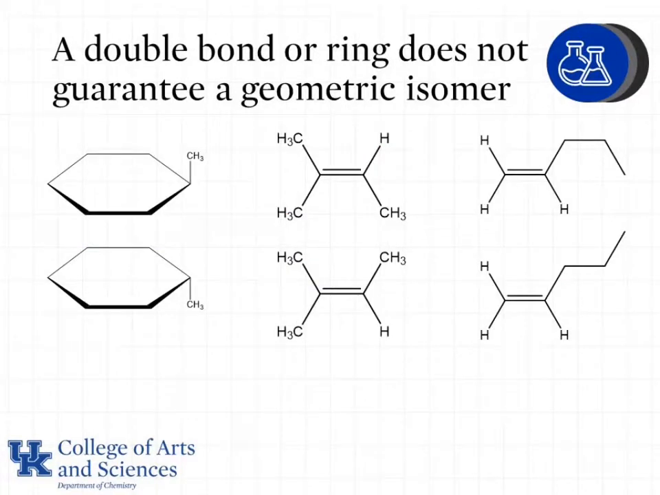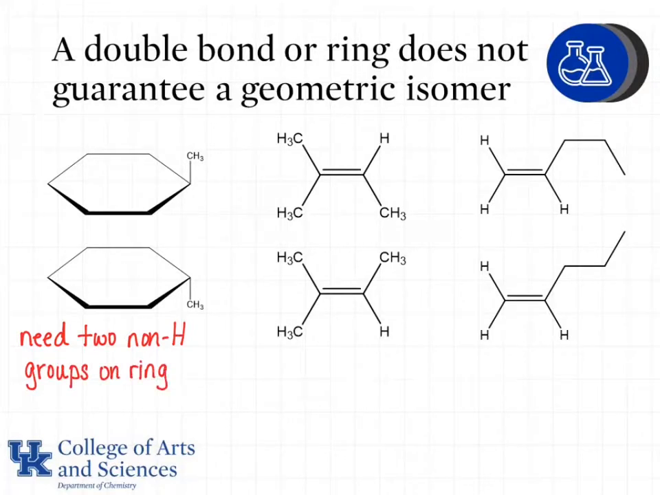Let's look at some examples where a double bond or ring does not guarantee a geometric isomer. In the pair of molecules on the left, we see one non-hydrogen group attached to the ring. Because we don't have anything to compare it to, another non-hydrogen group, we cannot describe it as either cis or trans, so it cannot be a geometric isomer. In order to have a geometric isomer with a ring, we need two non-hydrogen groups. They can be on adjacent carbon atoms or non-adjacent carbon atoms.